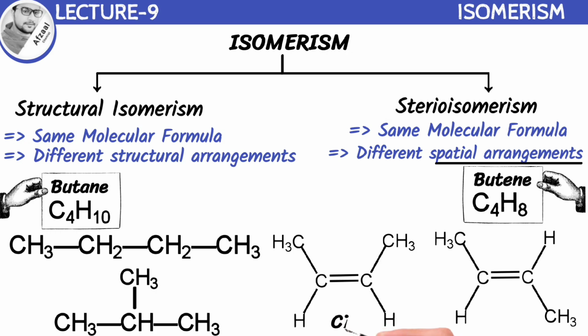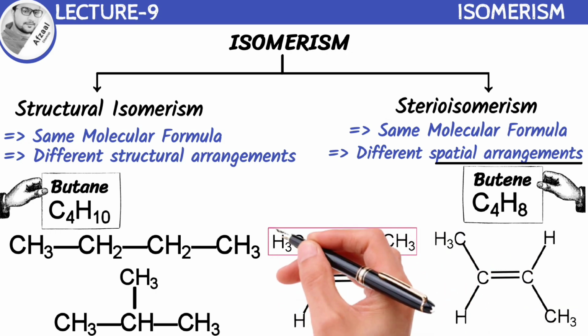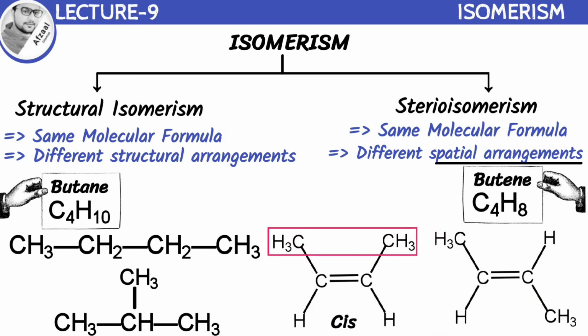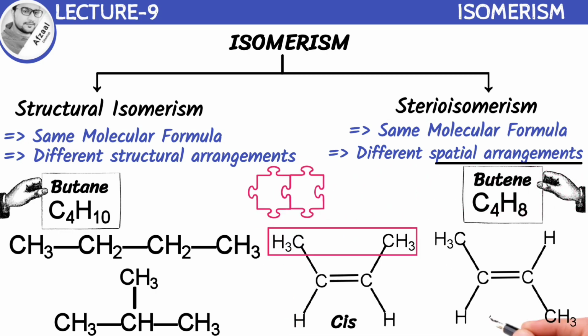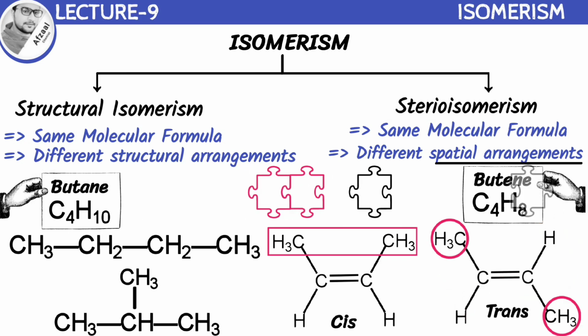Cis is when the 2 methyl groups are on the same side of the double bond. It's like having 2 puzzle pieces facing each other. On the other hand, trans is when the 2 methyl groups are on opposite sides of the double bond. It's like having 2 puzzle pieces back to back. So both isomers have different spatial arrangements of methyl groups, known as stereoisomers.